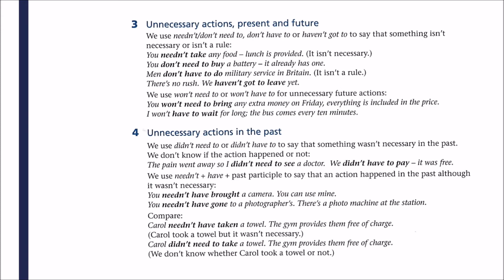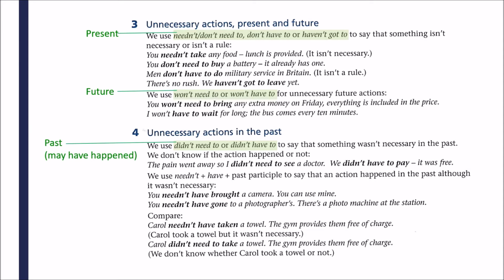To talk about unnecessary things in the present and future, simply change the tense of the verb need or have to. But for unnecessary actions in the past, there are two options. If you say something didn't need to happen or didn't have to happen, it means that the action was unnecessary and that it may or may not have happened.